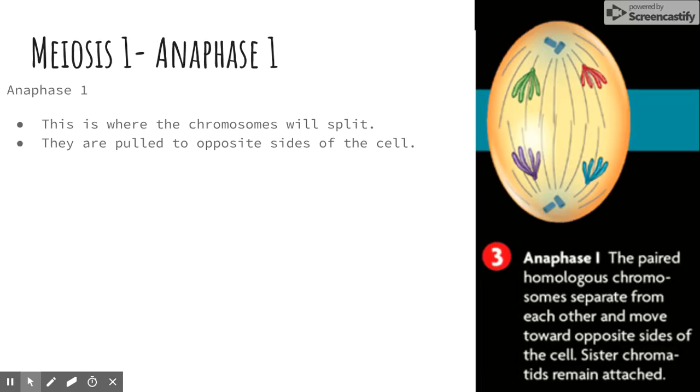Then we have anaphase I. Anaphase is where the chromosomes get pulled apart to opposite ends of the cell. It looks very similar to what you would see in mitosis, except remember we have a full chromosome here. Instead of separating those chromatids, we're separating those homologous chromosomes.